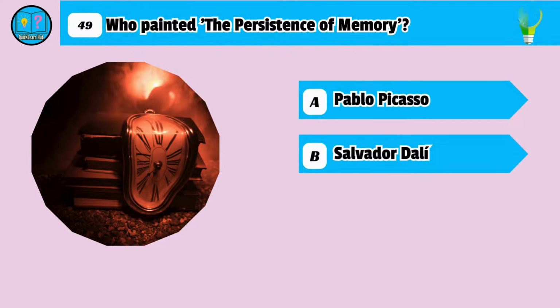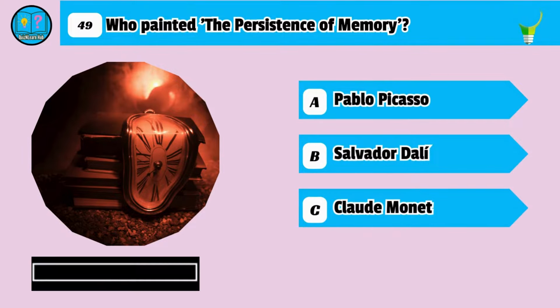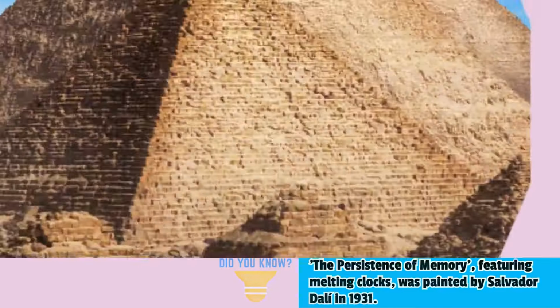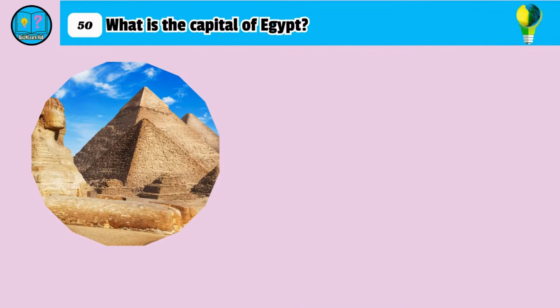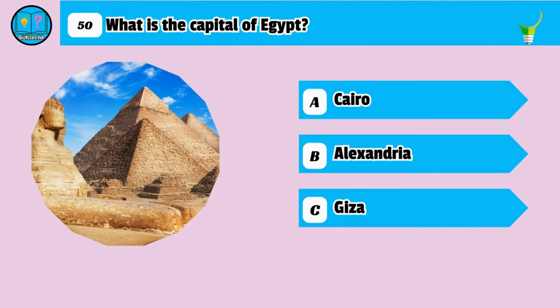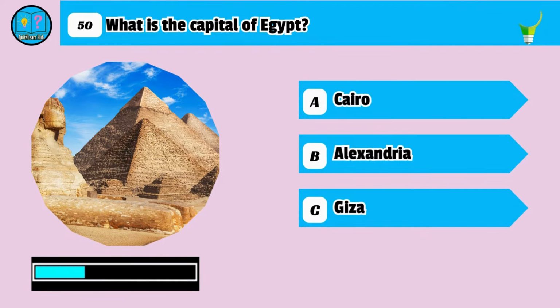49. Who painted The Persistence of Memory? Pablo Picasso, Salvador Dali, Claude Monet. Salvador Dali. The Persistence of Memory, featuring melting clocks, was painted by Salvador Dali in 1931. 50. What is the capital of Egypt? Cairo, Alexandria, Giza.